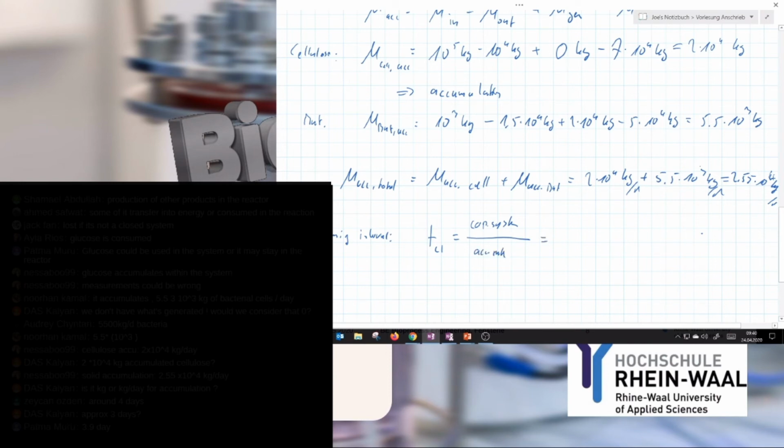So it's 100 tons divided by 2.55 kilograms per day. Now 3.9 days we have. I want to hear it in full days. So we have now 4 days, 3 days. So you should put full days. 3.9 is the mathematical correct value, but you don't.